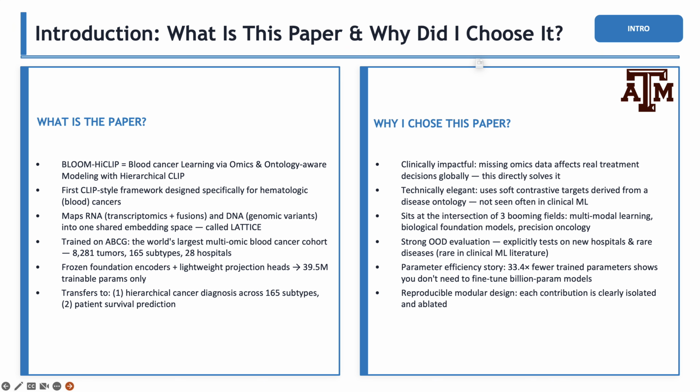Once you have that shared space, you can do some really powerful things. You can impute missing modalities, classify cancer subtypes, and predict patient survival. Now, why did I choose this paper? There are a few reasons. The first, it sits right at the intersection of three areas that are exploding right now: multimodal machine learning, biological foundation models, and clinical AI. Second, the technical contribution is genuinely elegant. Encoding a disease taxonomy directly into the contrastive loss is not something that I had seen before, especially not at this scale. And third, the evaluation is unusually rigorous. They explicitly test on held-out hospitals and rare diseases, which is rare in clinical machine learning.